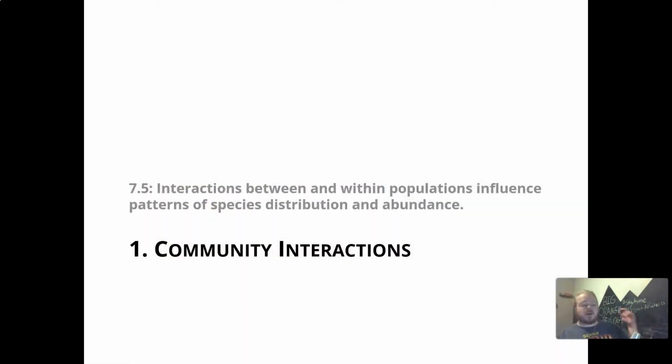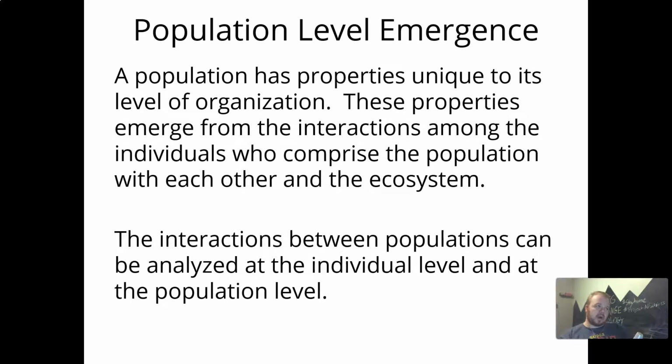So today we are talking about community interactions. These are interactions within the individuals of a community. Now, community is defined as the biotic and abiotic factors of multiple species living in an area. Well, mostly, but how they interact with abiotic as well. So, these are population level events. Basically, a population has unique properties to its level of organization. These properties emerge amongst individuals who comprise the populations with each other in the ecosystem.